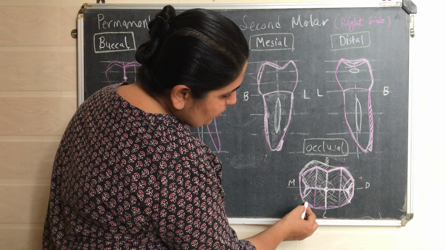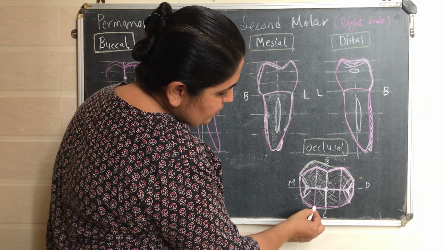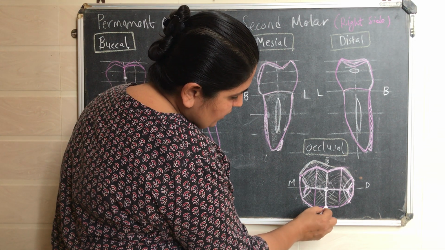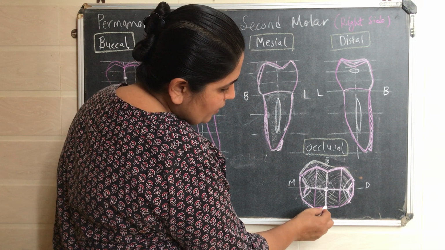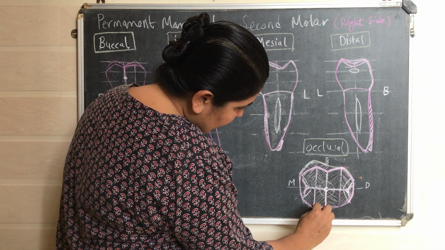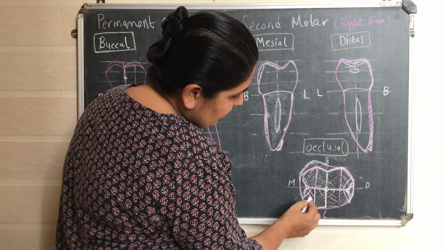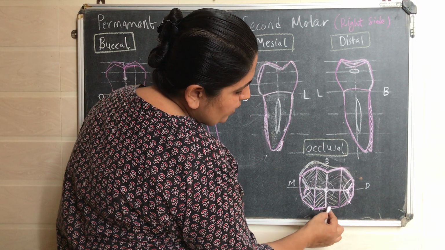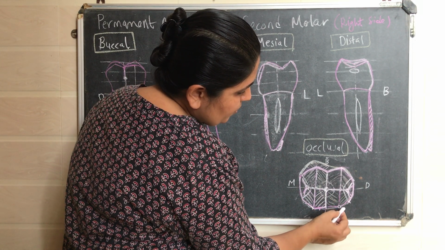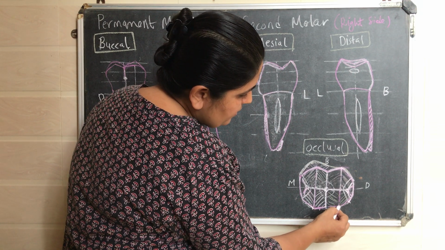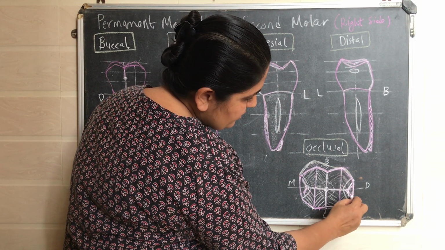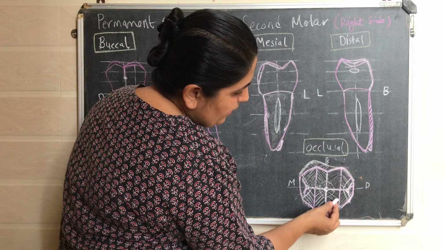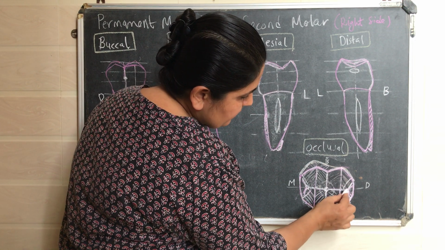Now this is the mesiolingual cusp. This is the tip of the mesiolingual cusp. This is the mesial cusp ridge of the mesiolingual cusp. This is the distal cusp ridge of the mesiolingual cusp. This is the triangular ridge, and these are the inclined planes. This is the distolingual cusp. This is the tip of the distolingual cusp. This is the mesial cusp ridge, and this is the distal cusp ridge of the distolingual cusp, and this is the triangular ridge, and these are the inclined planes.